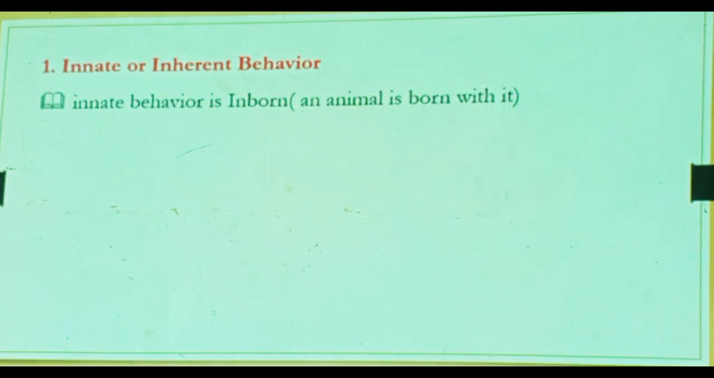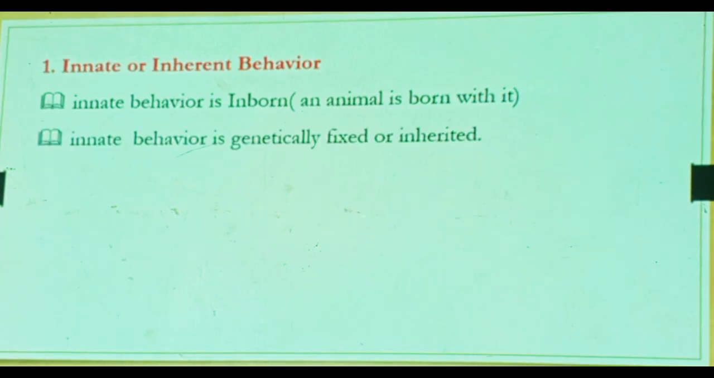First, innate or inherent behavior. This type of behavior is inborn. An animal is born with it. The other criterion is that innate behavior is genetically fixed or inherited. Babies get it from their parents, and it passes from one generation to the next through genetics or DNA. It has a strong genetic component. And it is independent of experience. It is not obtained, not acquired, not learned.